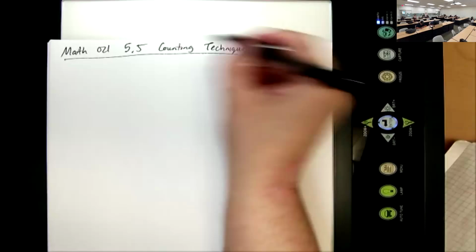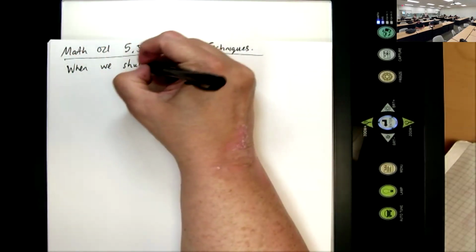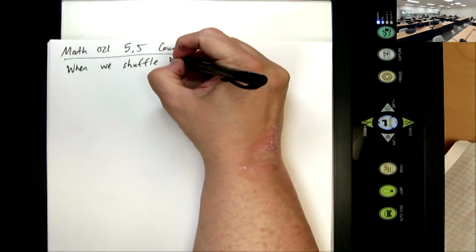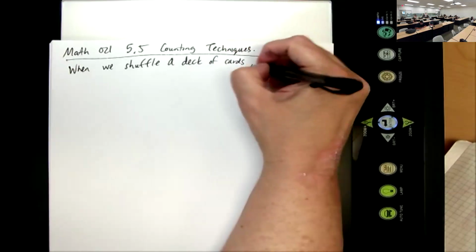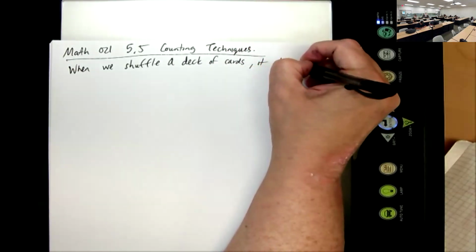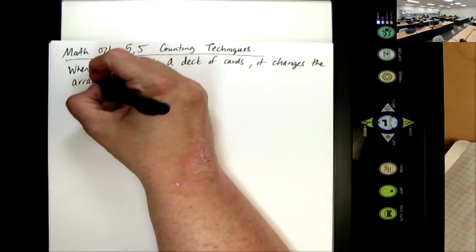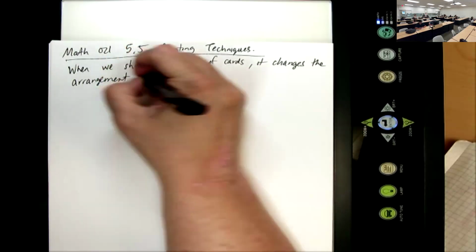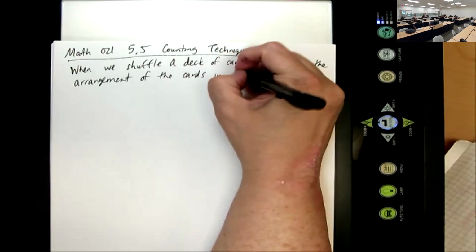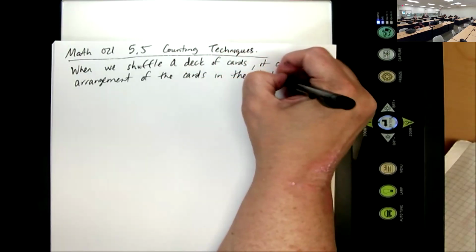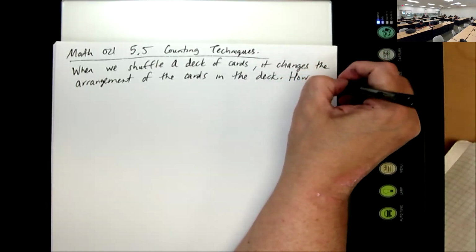When we shuffle a deck of cards, it changes the order, or it changes the arrangement of the cards in the deck. How many different ways can they be arranged?